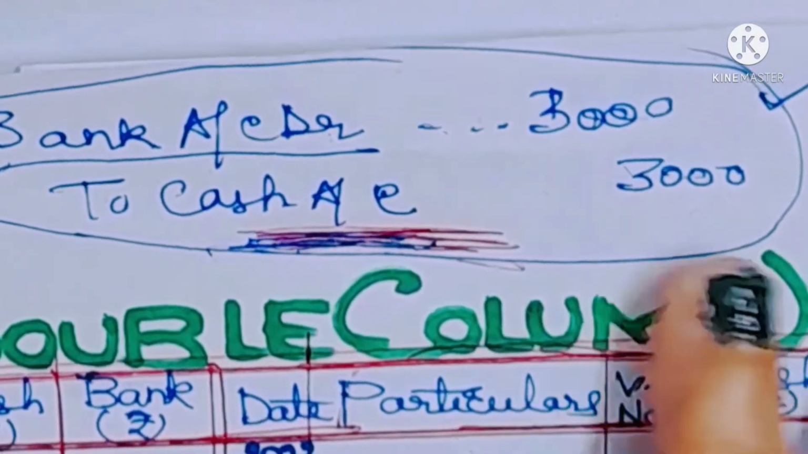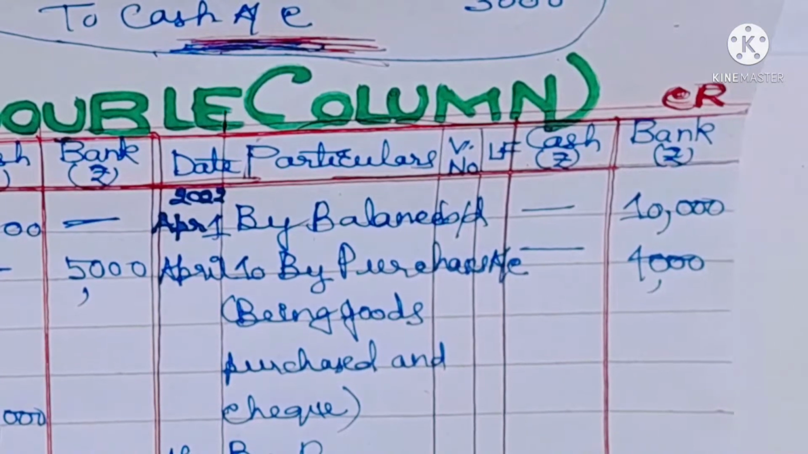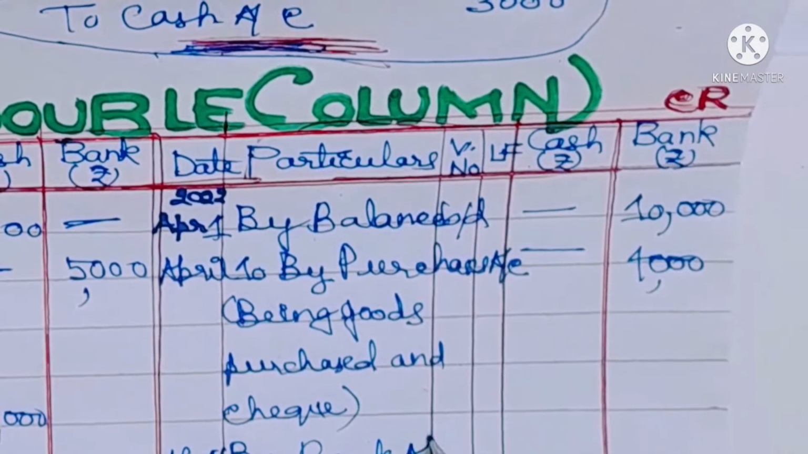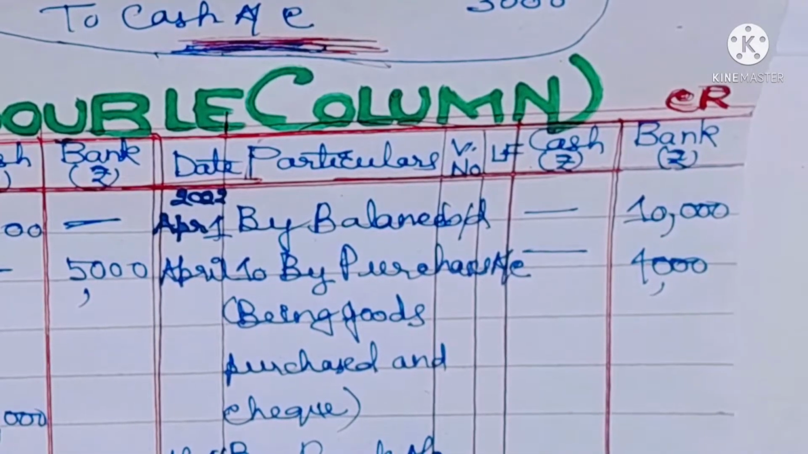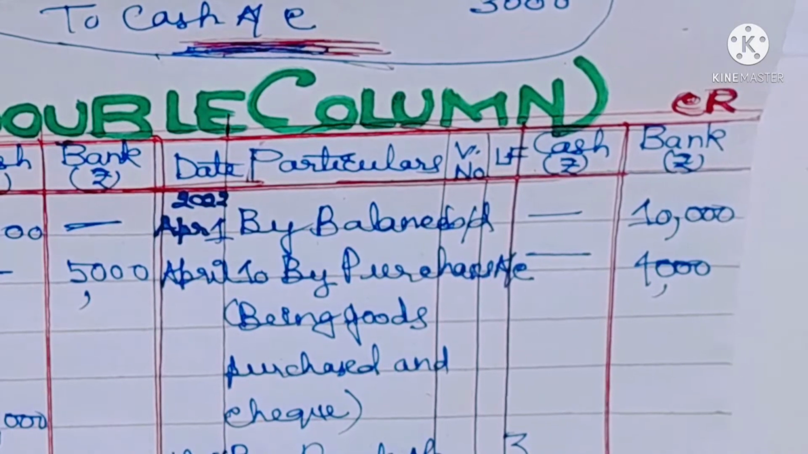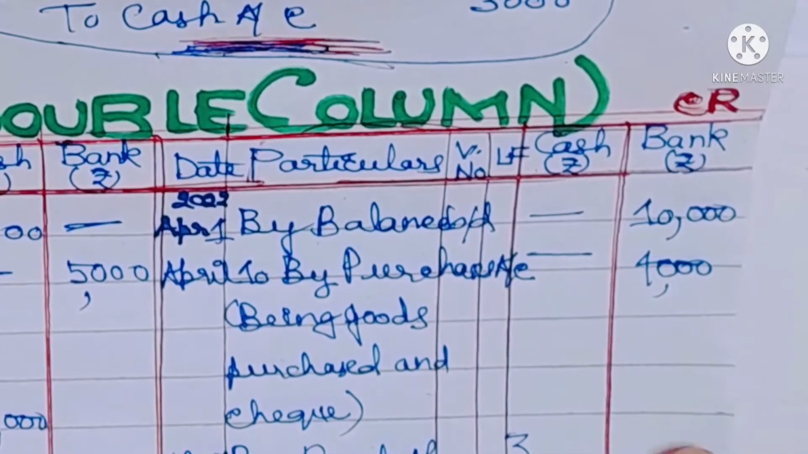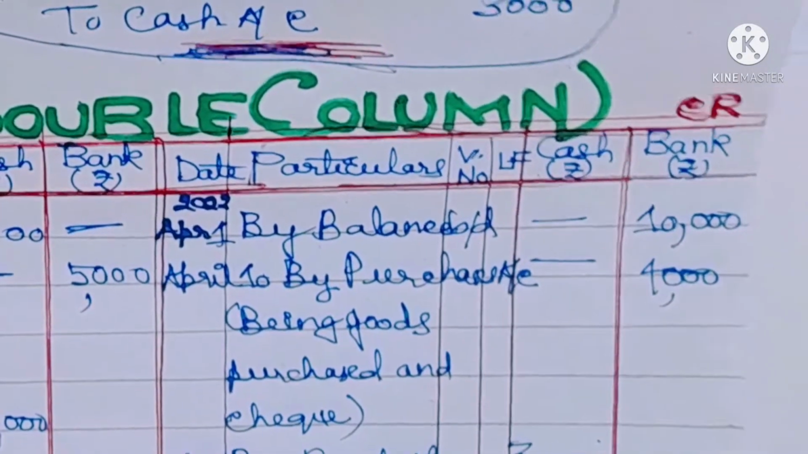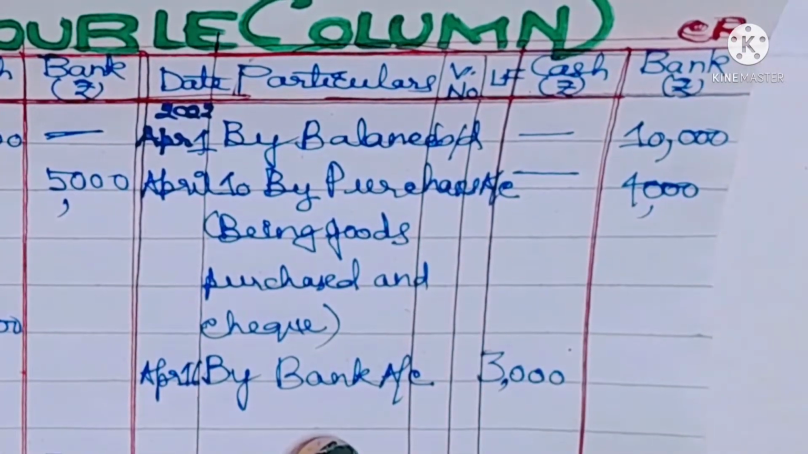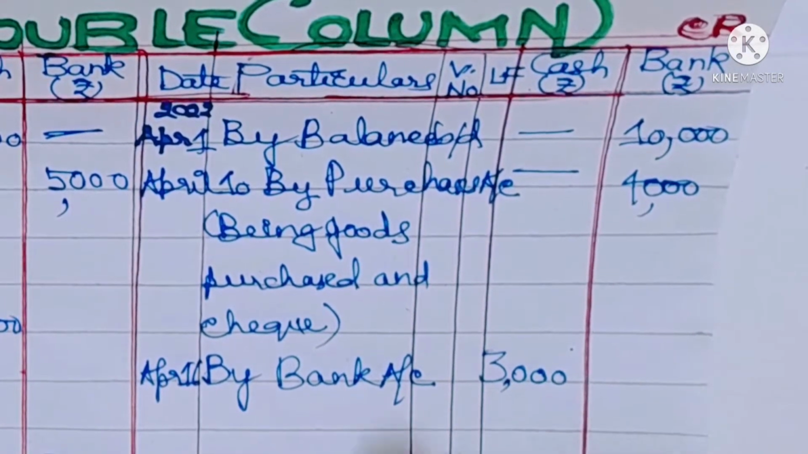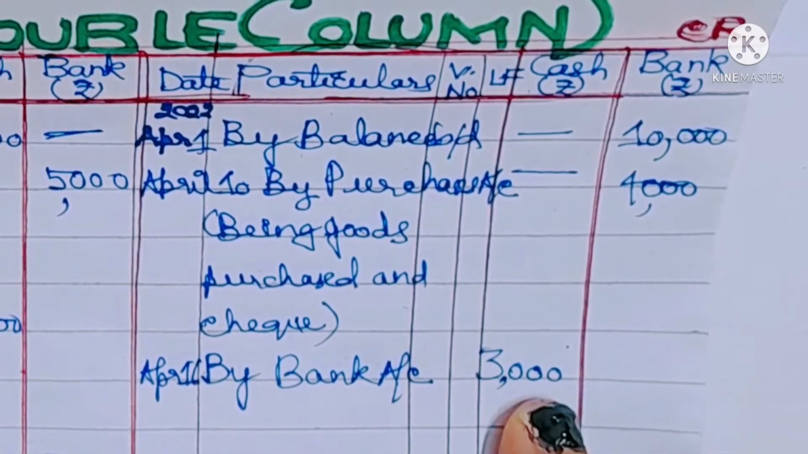Okay, so let's write 16th April, by bank account. How much? 3,000. See, we have written bank, so we can't write 3,000 in the bank column. We'll always have to write here. Always remember, I've made it easy for you, it's the easiest method. By bank account, amount will always be in the opposite account, not in the bank column.